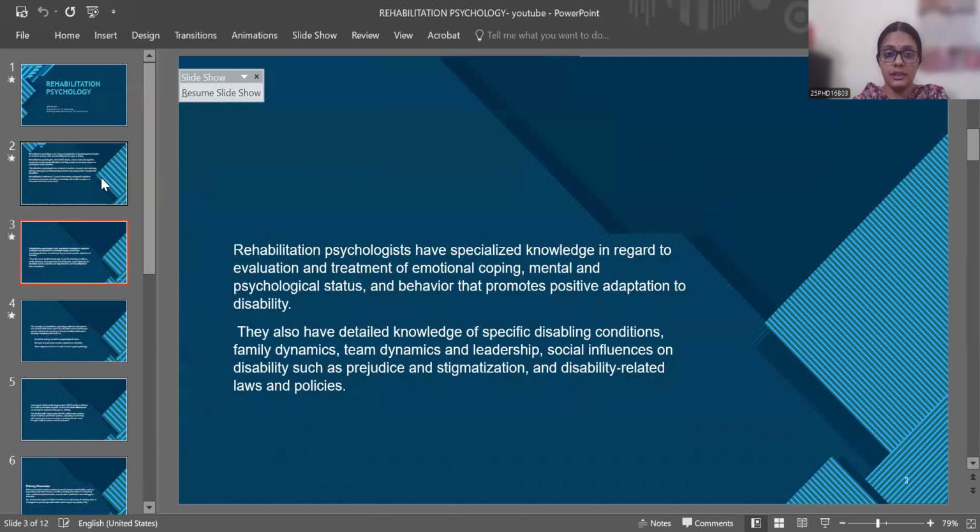Rehabilitation psychologists usually have specialized knowledge in the evaluation and treatment of emotional coping, mental psychological status, and behavior that promote positive adaptation to disability. They also have detailed knowledge of specific disability conditions, family dynamics, team dynamics, and leadership, which can impact the individual, along with the social struggles faced by people, including prejudice, stigmatization, disability related laws, and policies.